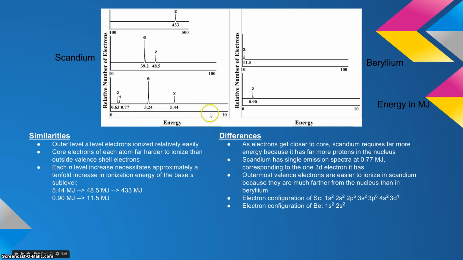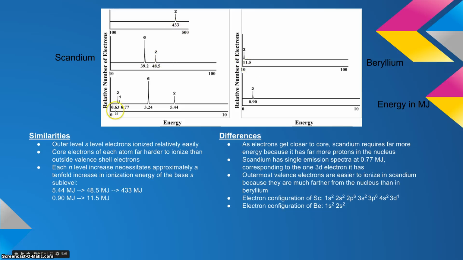But there are also some similarities between these graphs. In each one, the outer level s electrons are typically ionized very easily because they're the outermost electrons. They only require about 0.63 megajoules and 0.9 megajoules compared to some of the other much higher numbers we see throughout the graph. And the core electrons in each atom are much harder to ionize. Conversely, scandium requires 433 megajoules and beryllium requires 11.5 megajoules. So you can see that in each atom, the core electrons require a lot of energy to ionize.